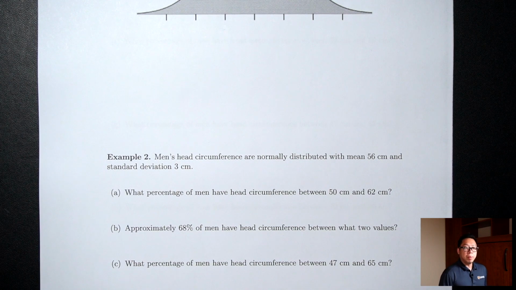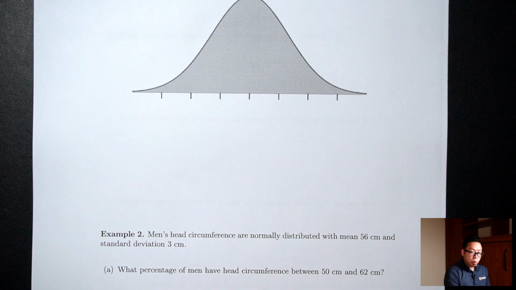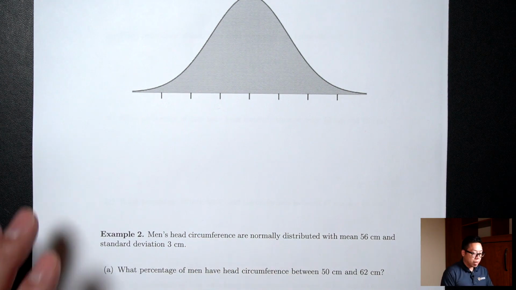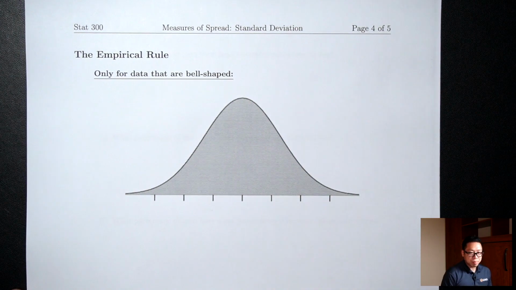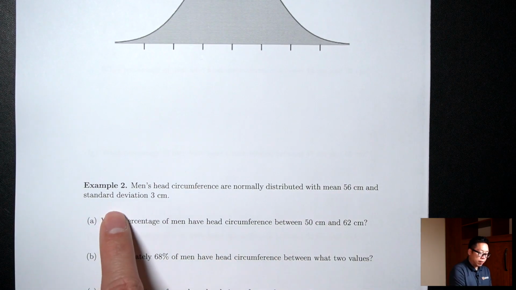Example 2. Men's head circumferences are normally distributed with mean 56 centimeters and standard deviation 3 centimeters. So I'm talking about head circumference. Head circumference is the distance around your head. So think of it as head size. A hat company would care about how big your head is. Normally distributed just means that when you make a histogram, it looks something like this.